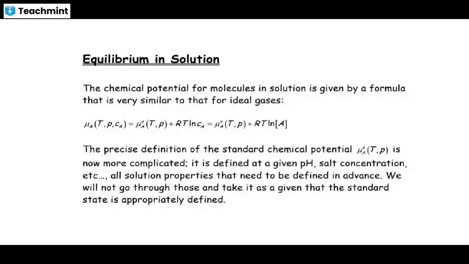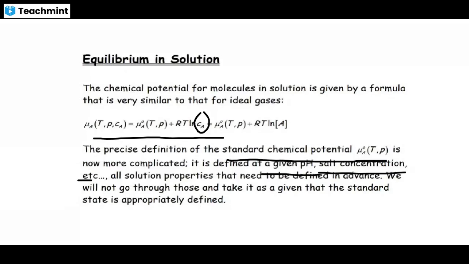Equilibrium and solutions. The chemical potential for molecules in solution is given by a formula that is very similar to that for an ideal gas. So for solutions the equation is also the same, but here it is not partial pressure, it is concentration. The standard chemical potential for an ideal gas is for 1 bar. For a solution we define it given pH, salt concentration, etc. For the standard chemical potential we standardize some conditions for calculating it.